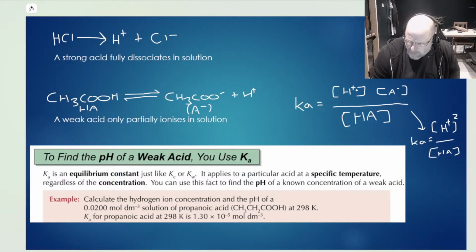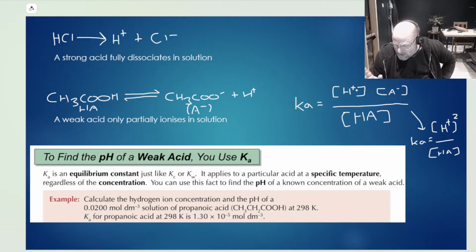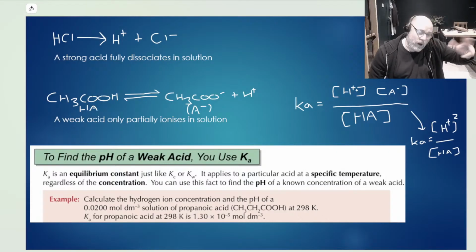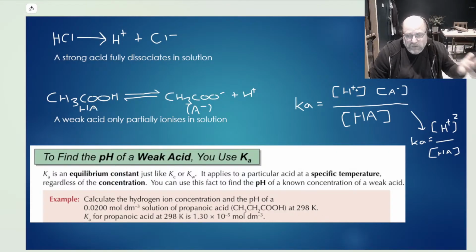So Marwa, you asked, can you simplify for a weak acid that's not a buffer? We can look at buffers as well.